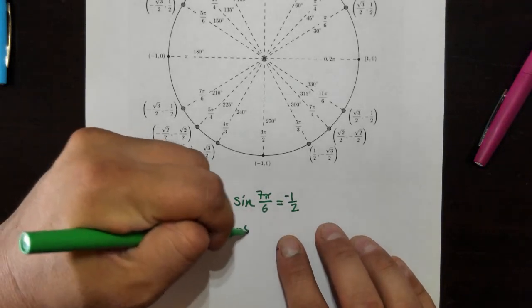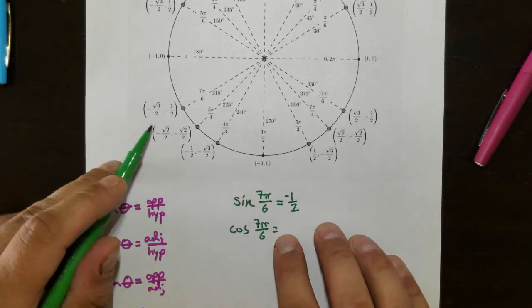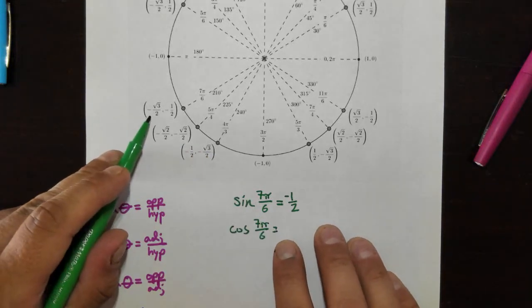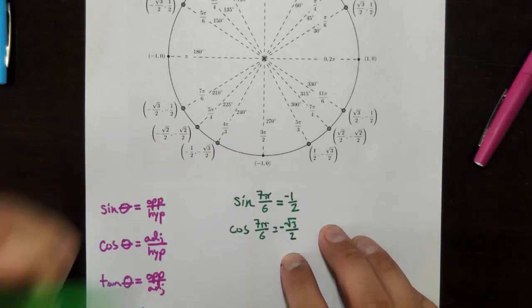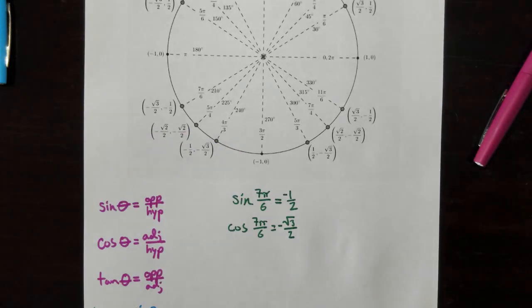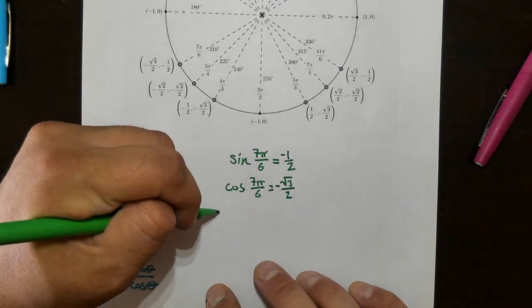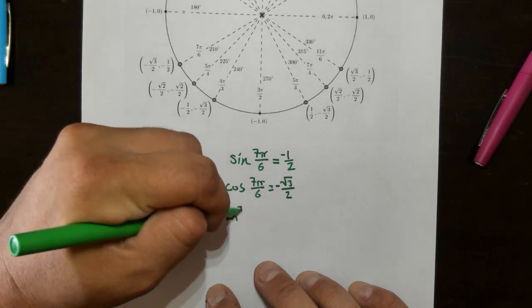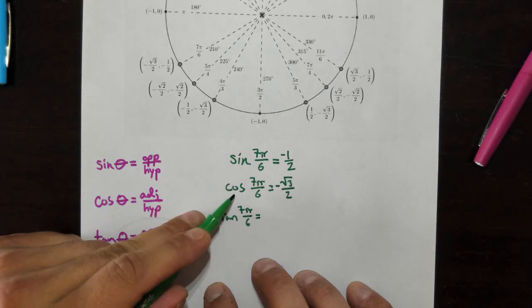Cosine, then, of 7 pi sixths is the other one. It's the first one. It's the x value. That's going to be negative square root of 3 halves. Okay? And then again, if we wanted to find tangent of 7 pi sixths, that would be the sine over cosine.